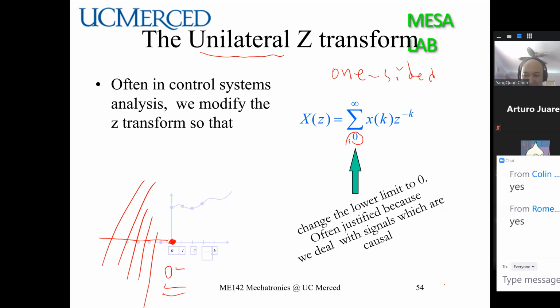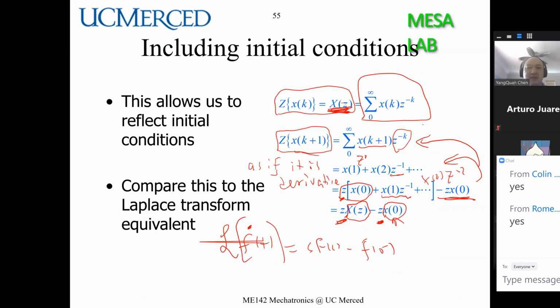First of all, we don't consider anything less than 0, so our lower limit is always 0. This is called one-sided. In our quiz, I ask you to write this equation, so do it. It's called one-sided. Because this is one-sided, we are going to study the initial conditions. Of course, this is the definition, starting from 0 to infinity.